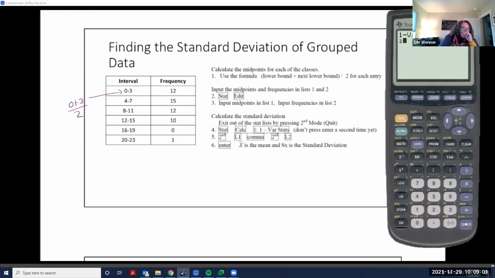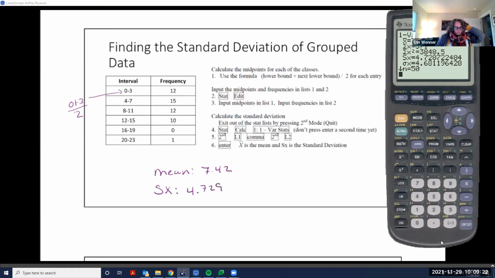We press enter. And we can see here that our mean, which is x-bar, is going to be 7.42. And the standard deviation, which remember is Sx, is going to give us 4.729. We can round it off. So that is how you would do it for a grouped set of data.